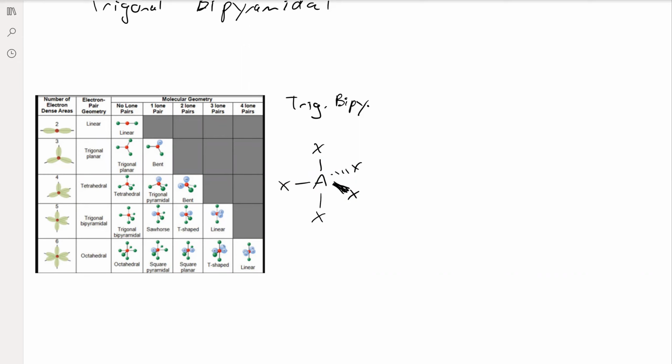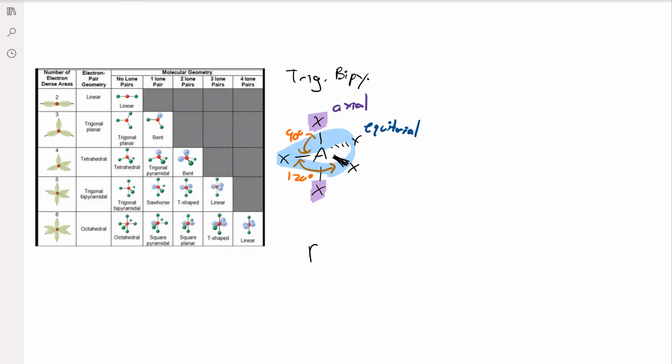In this case, we have two different bond angles. The one from the top to the bottom here is only 90 degrees, whereas the one in the trigonal part is 120 degrees. So these actually get different names. These two up top and bottom are called the axial, just like the axis of the Earth, the top and the bottom. And these three within the plane of the board are called equatorial, just like the equator of the Earth. An example of that is PCl5.